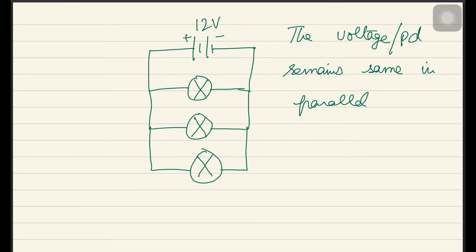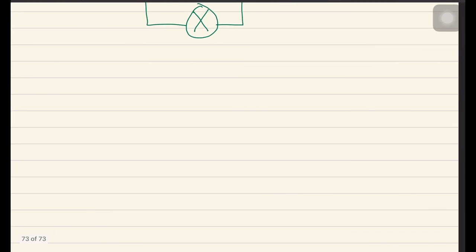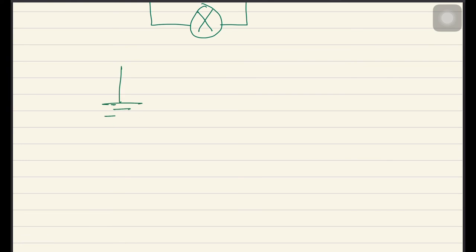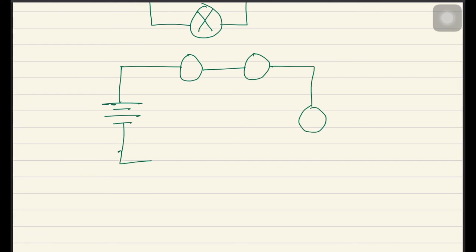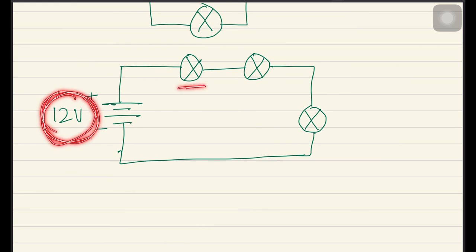Now let's draw a series combination as well. So for the series combination, let's suppose we have this battery. This is bulb number one, bulb number two, and bulb number three. Negative terminal, positive terminal. This battery is of 12 volts. Now, this is the series combination. In the series combination, this 12 volts will be divided among bulb number one, bulb number two, and bulb number three.